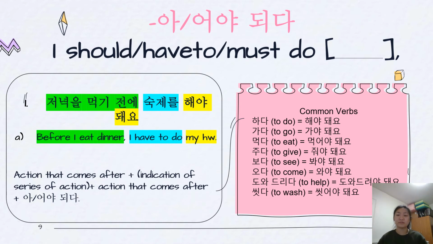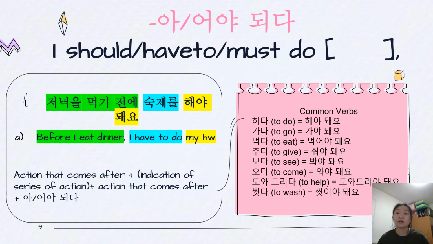Let's try learning how to put this in a sentence. First, we write the action that comes first. Then we include the indication of a series of events. Then you would add the action that comes after and end it with 아야 or 어야 돼요 or 되다. Let's look at the common verbs that we will use in this scenario.